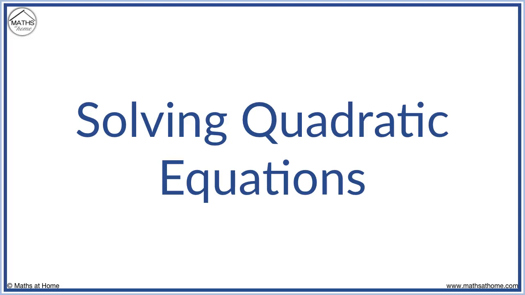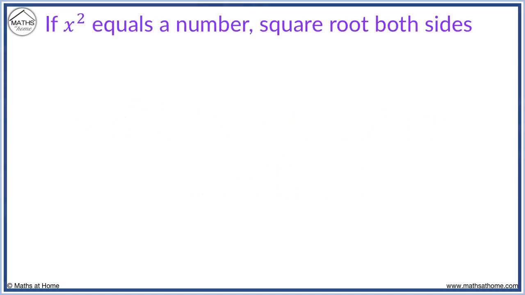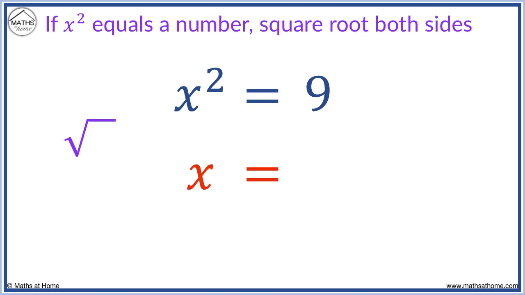In this lesson, we look at the different techniques for solving quadratic equations. Firstly, if x squared equals a number, we can just square root both sides of the equation. For example, x squared equals 9. The square root of x squared is x, and the square root of 9 is plus or minus 3.